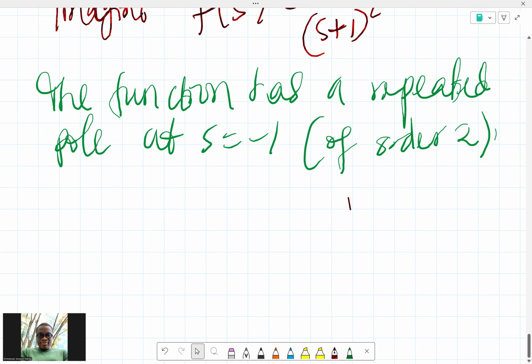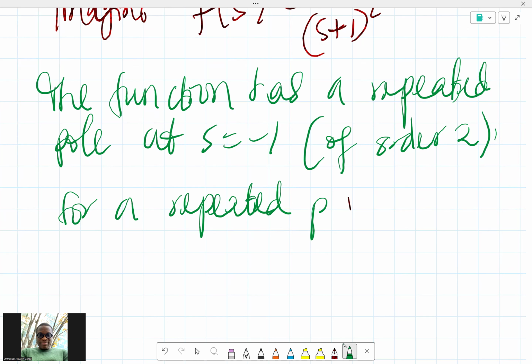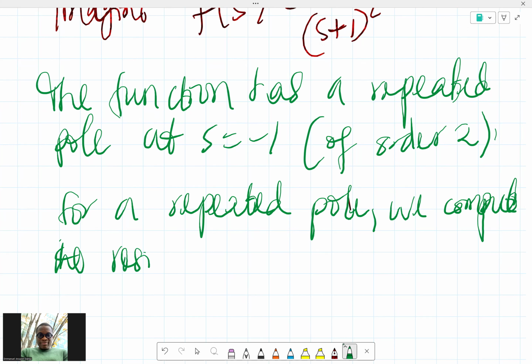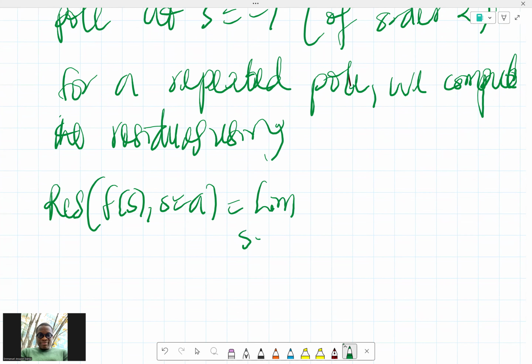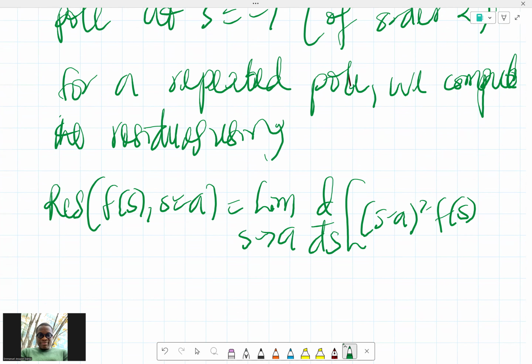So for a repeated pole, we compute the residues using the formula that the residue of f of s at s equals a is equal to the limit as s approaches a of d/ds of (s minus a) squared f of s, like this.